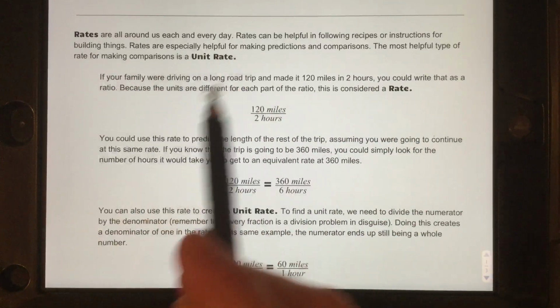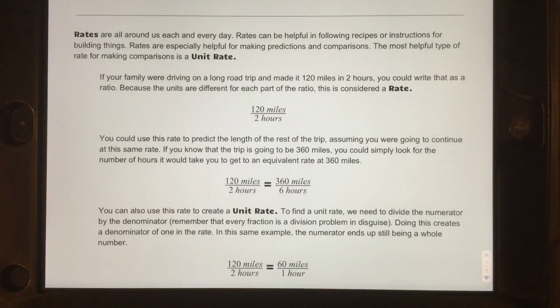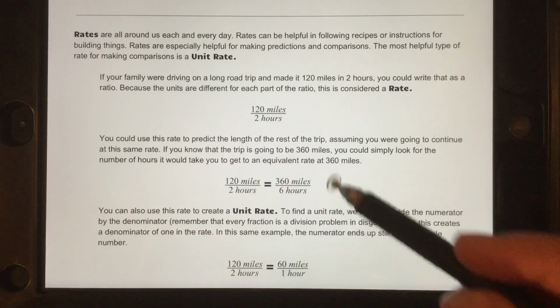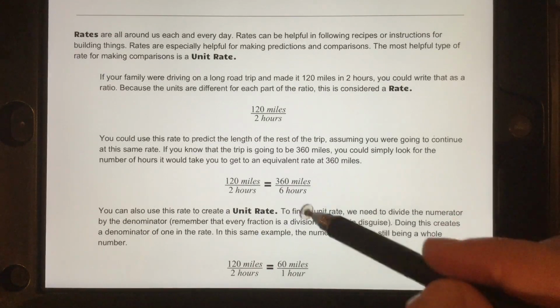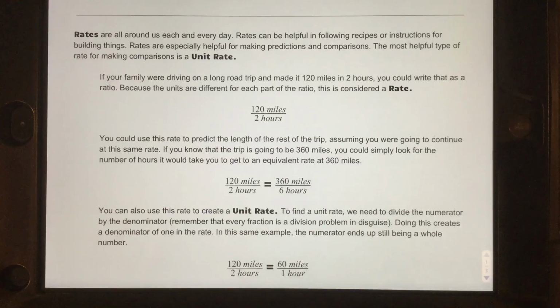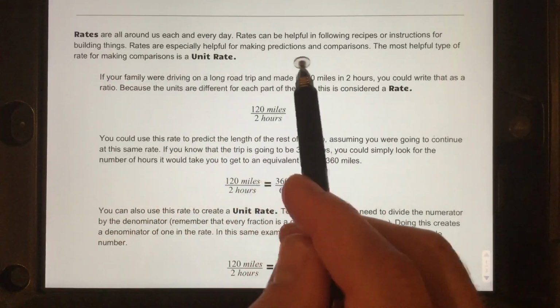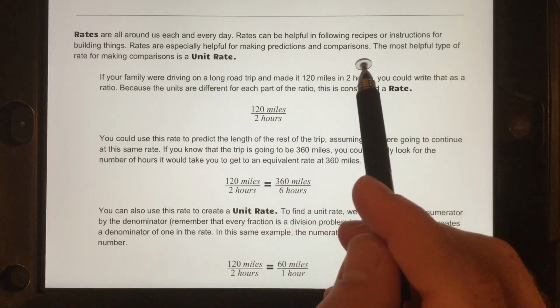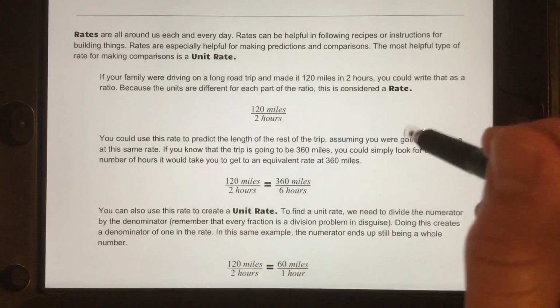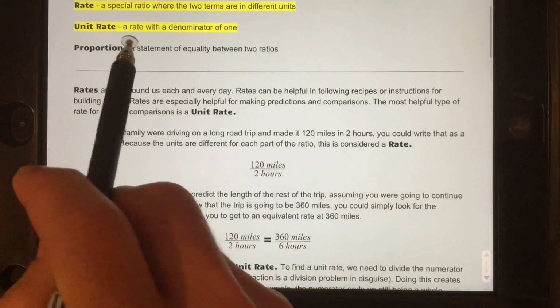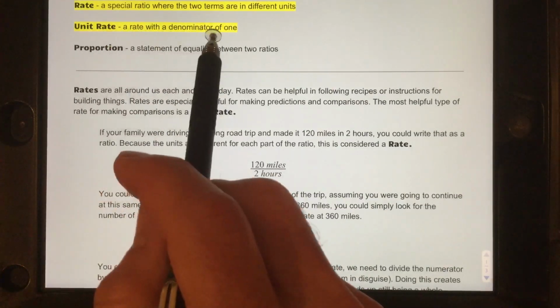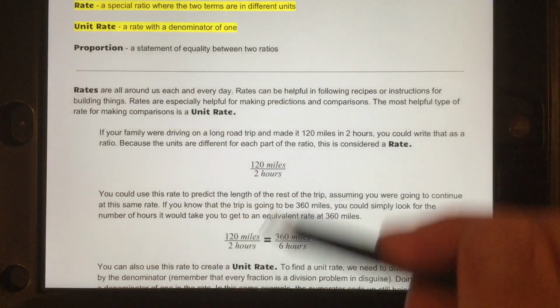So they're around us all day. You've seen speed limit signs that say miles per hour. You talk about cost per pound. All right. We see these ratios that have different units all around us, and it can be really helpful in making predictions and comparisons. And the most helpful kind in making comparisons is a unit rate. And all that means is we divide out the ratio.